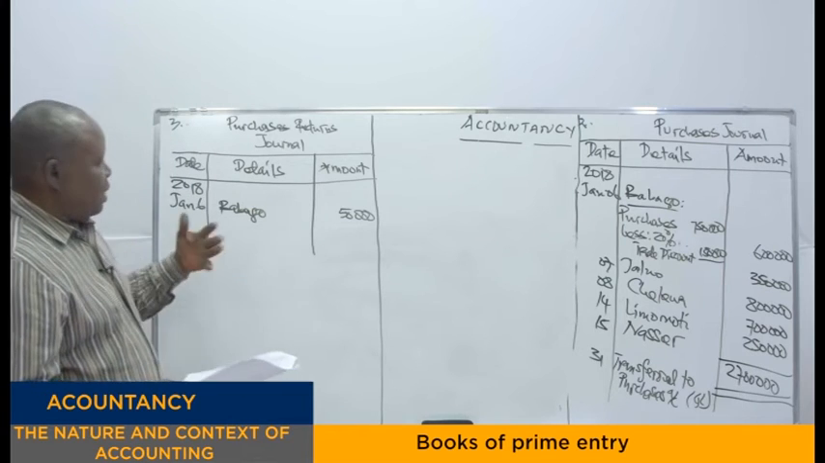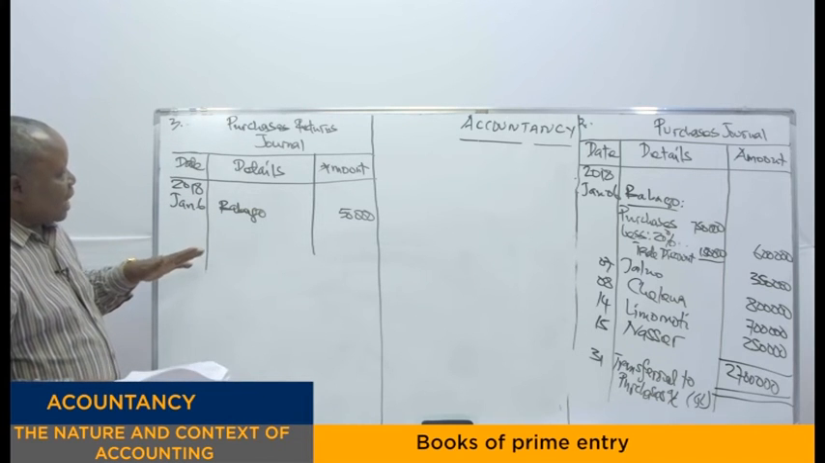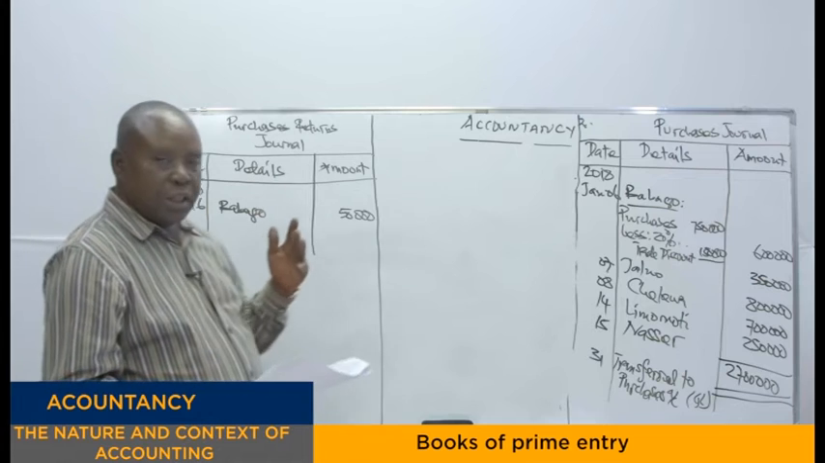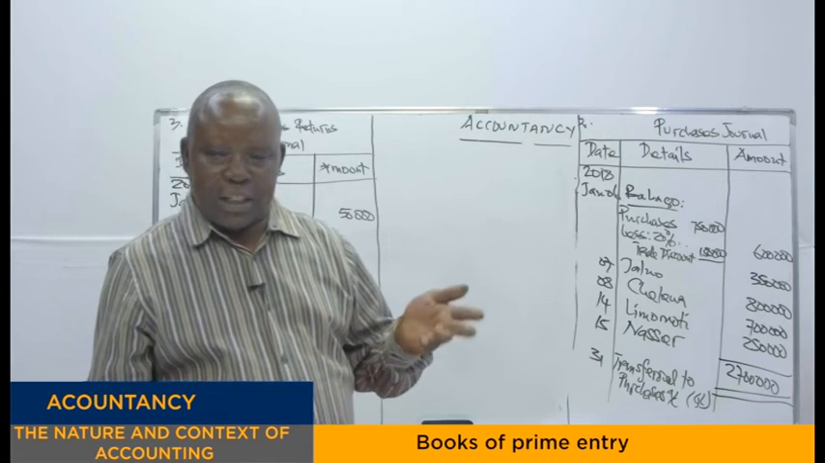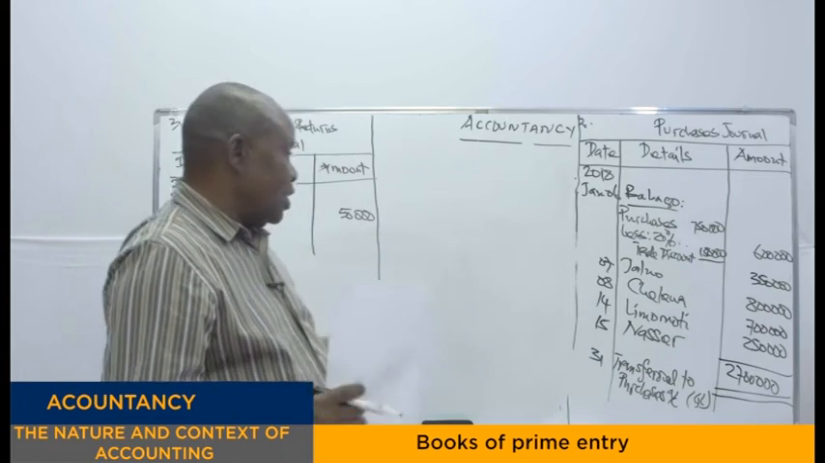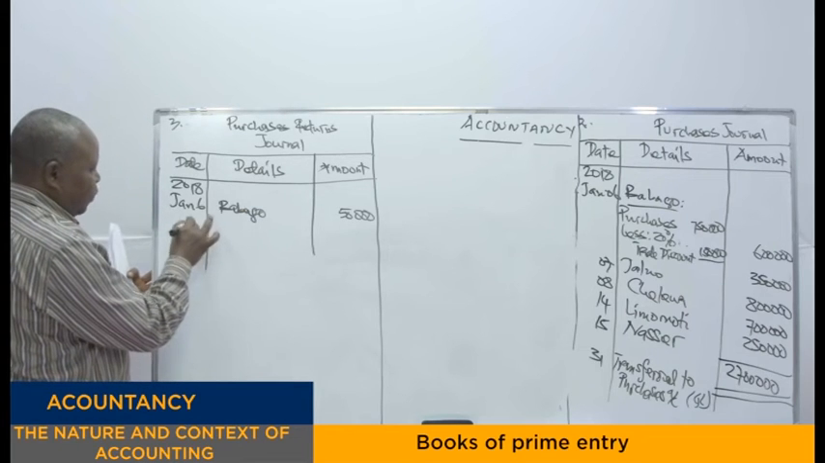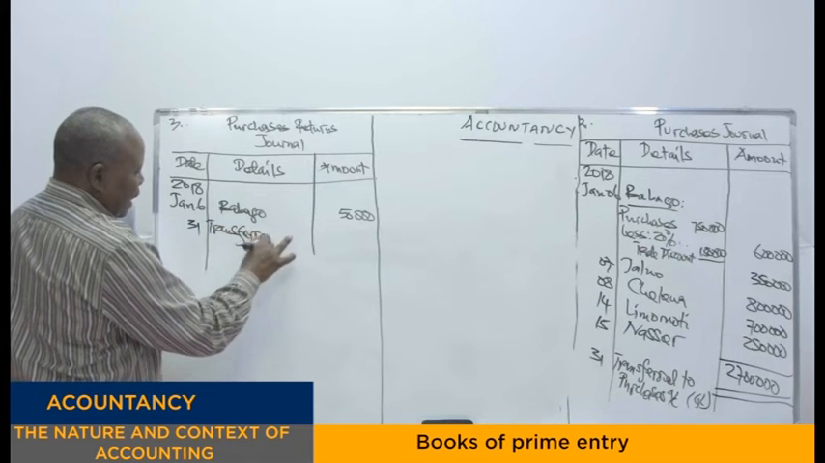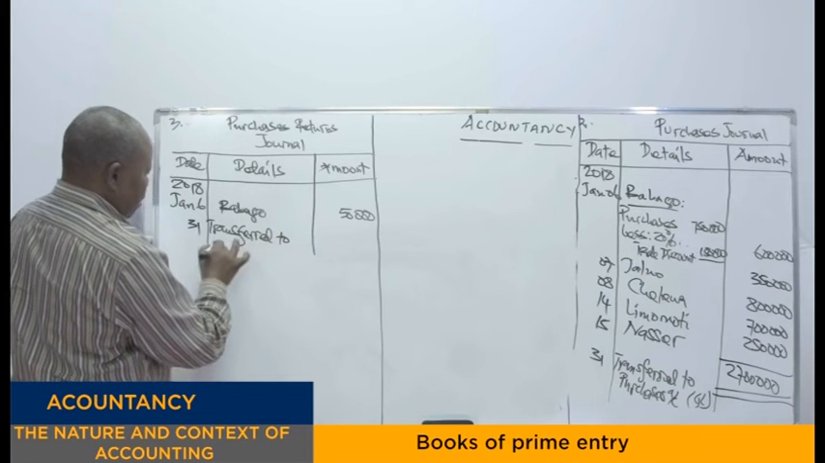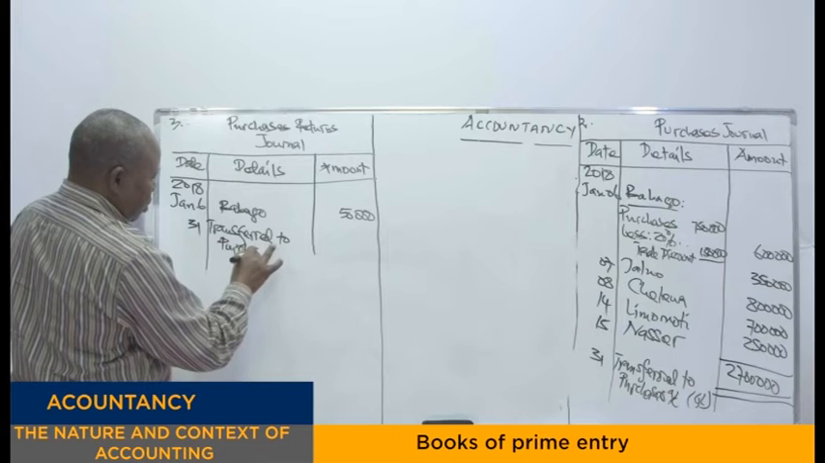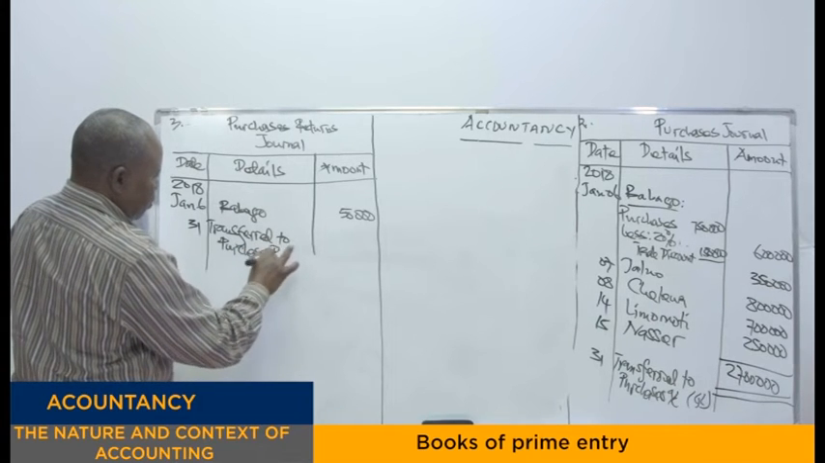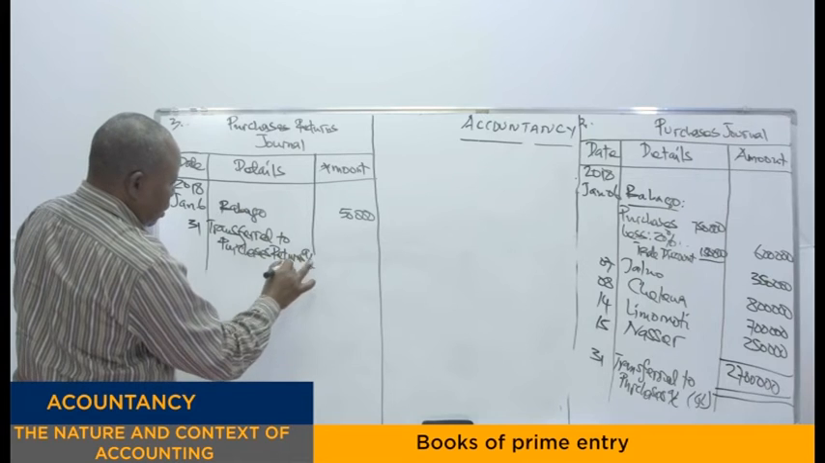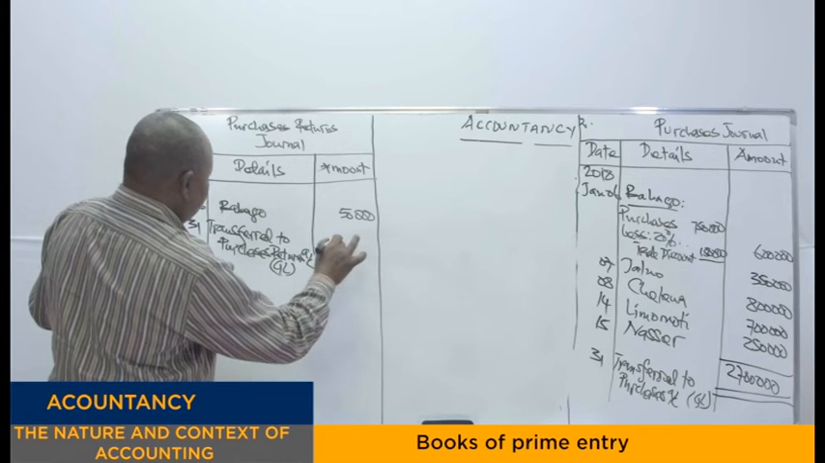And this amount now will be transferred into general ledger, into the purchases return account. Another name for purchases return is return outwards. So you can either write return outwards or you can write purchases return. So we transfer this on 31st January. So we write here: transferred to purchases returns account into general ledger. The total amount, of course.